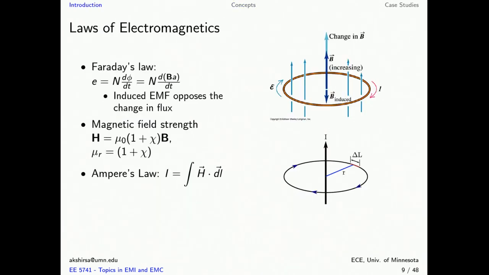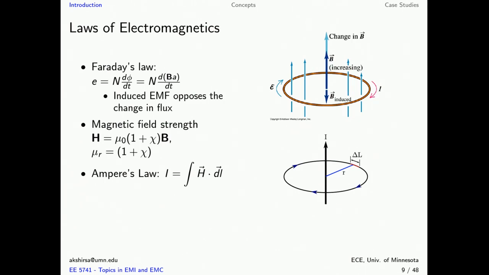The second important law is Ampere's law, which states that the current in a conductor is proportional to the path integral of the field in any closed path around it. And the final thing that we might possibly want to remember is that the H field is proportional to the B field. The H field is typically the magnetic field intensity or field strength, measured in amperes per meter. And B is the magnetic flux density, measured in Tesla.